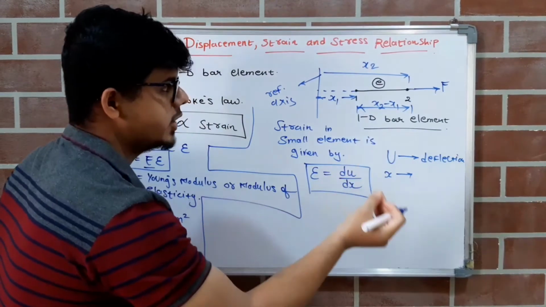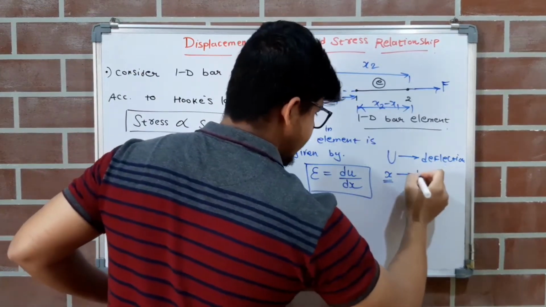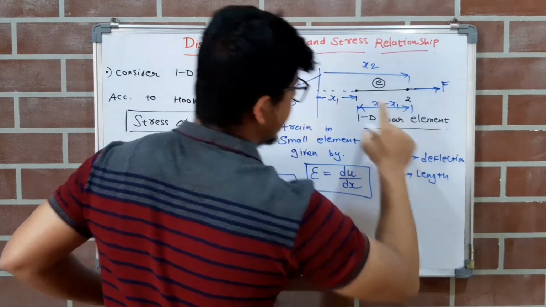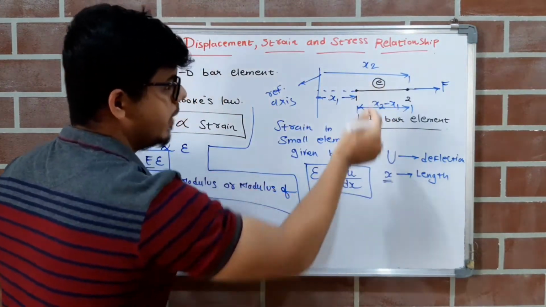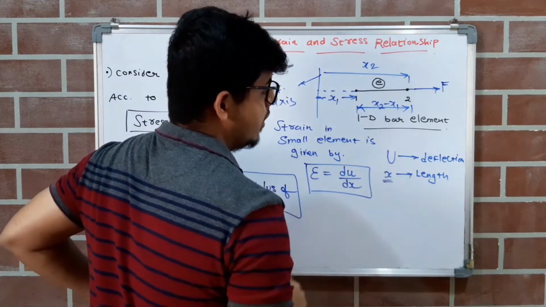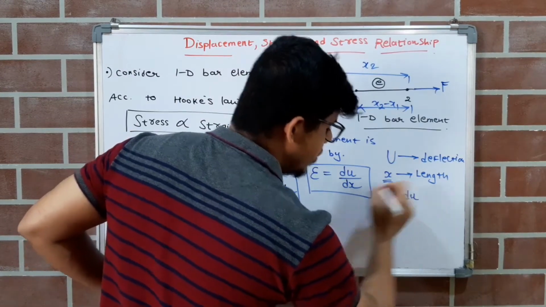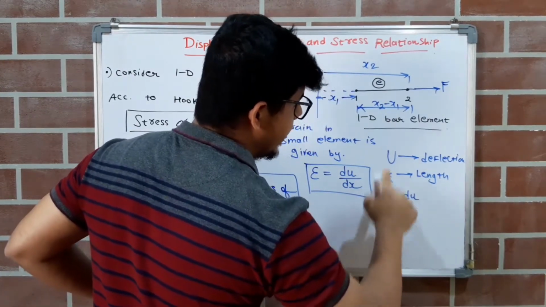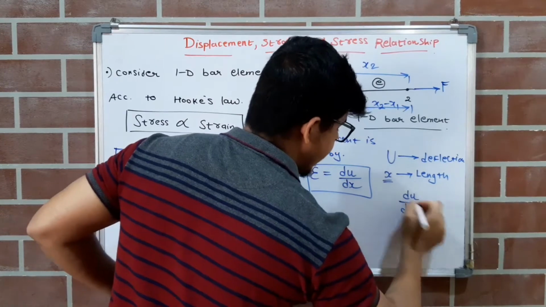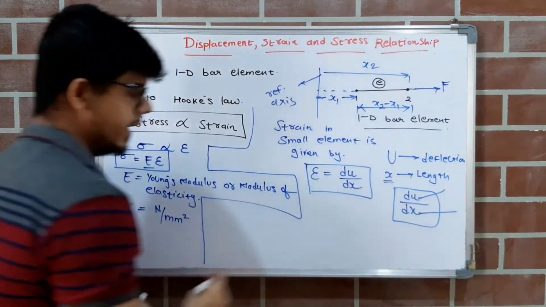So we are considering a small element. The length of this small element is considered as dx. This is the big element, but we are considering a small part of this element. So we will consider that length as dx. And what will be the deflection in that small part? In that small part, the deflection will be du, and what is the small length of that element? It is dx, right? So this is change in deflection upon original length.